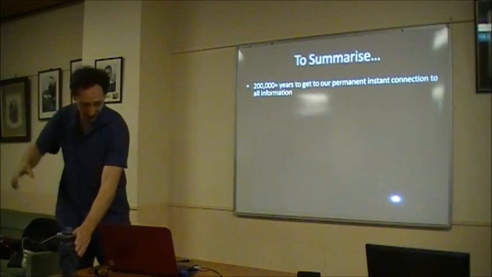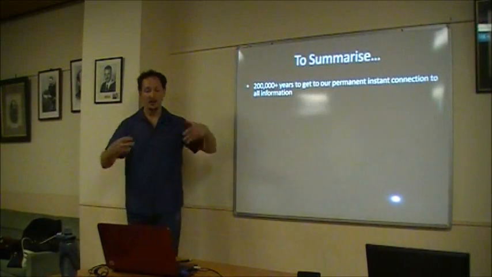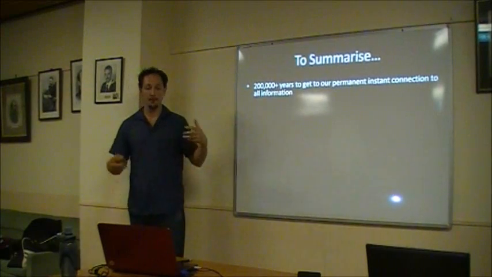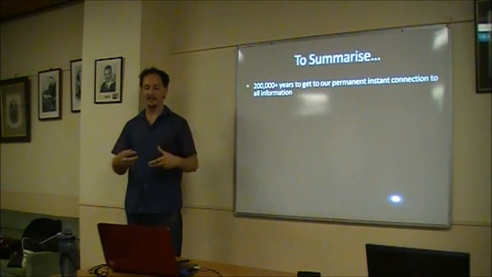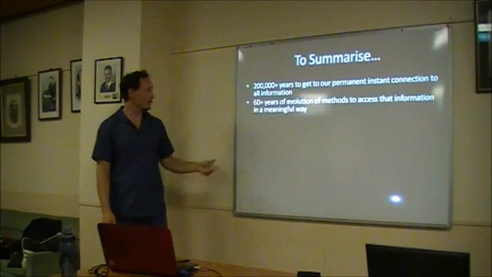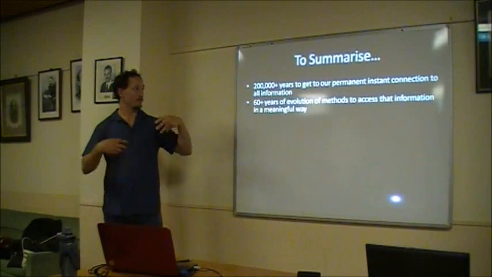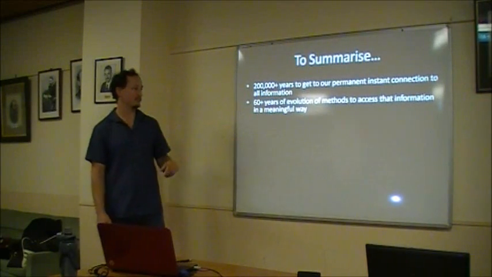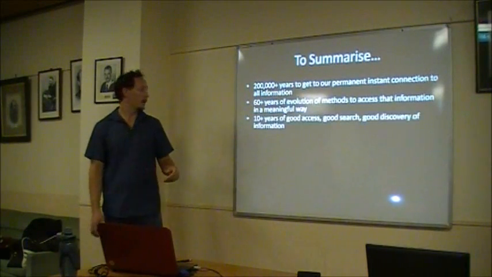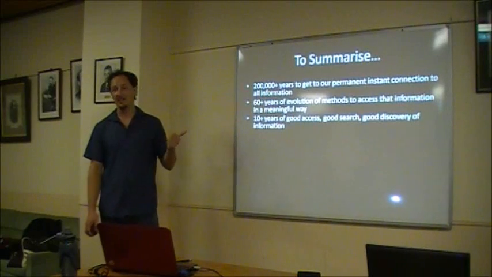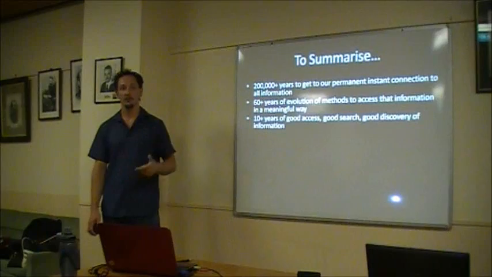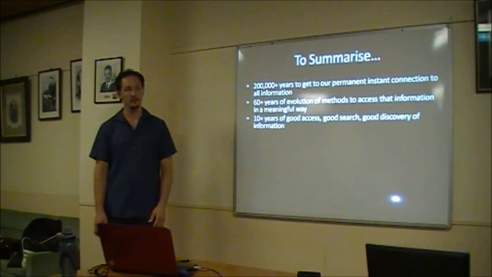So, to summarise everything that I've covered so far, 200,000 plus years to get to where we are with permanent internet access to everyone, instant information. 60 plus years of evolution of methods to access that information. Actually closer to 30 years. In the last 10 years, we've had really good access to all this information, good search, good discovery mechanisms. So we've had the technology to find the information.